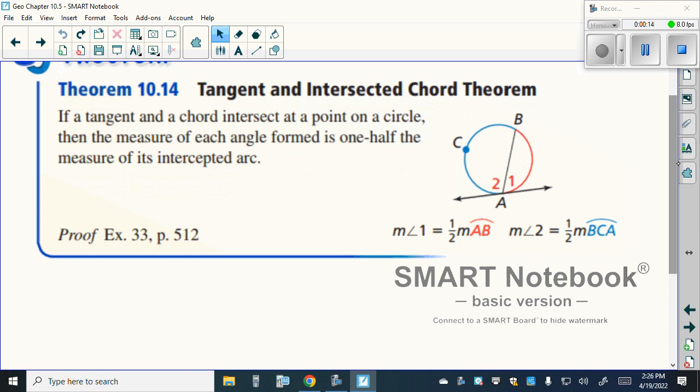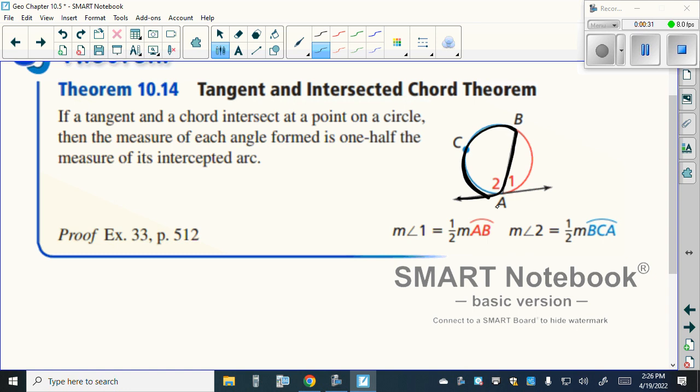So the first thing we're looking at is the tangent and intercepted chord theorem. Whenever we have a tangent line, the angle that the tangent line and the chord make is going to be half the measure of its arc. So here the measure of angle 2 is going to be half the measure of the arc ACB, or angle 1 is half the measure of arc AB. So whenever we have a tangent and a chord, the angle is half the measure of its arc.